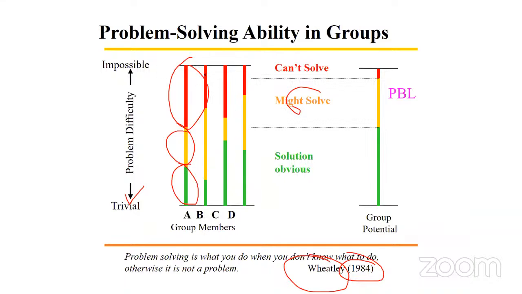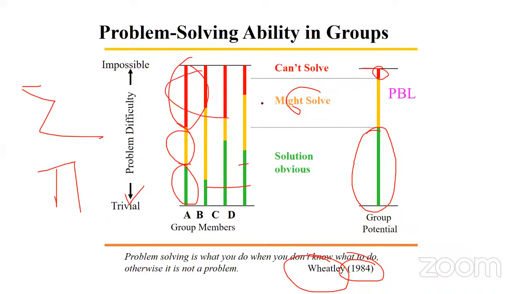Now, interestingly, if you combine all these 4, obviously it's not like a typical summation or product, because it's not simple mathematics or arithmetic. Okay. You see, the solution obvious part is much greater compared to each of the individuals. And the can't solve part is very much less compared to all these individual can't solve parts.